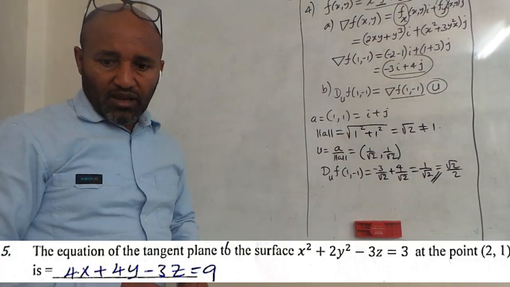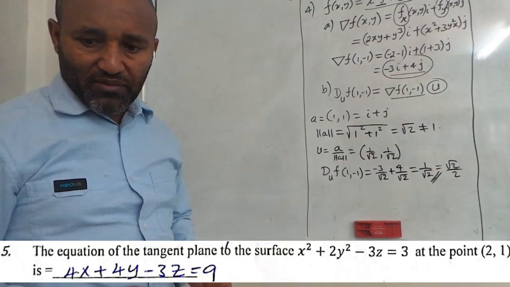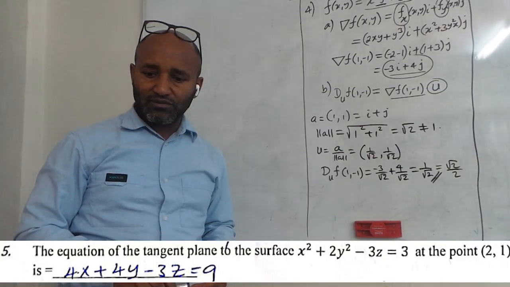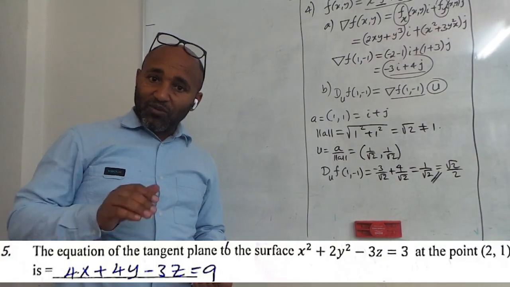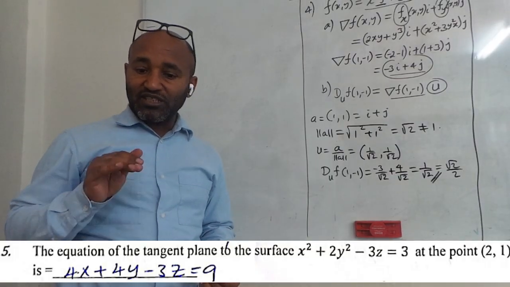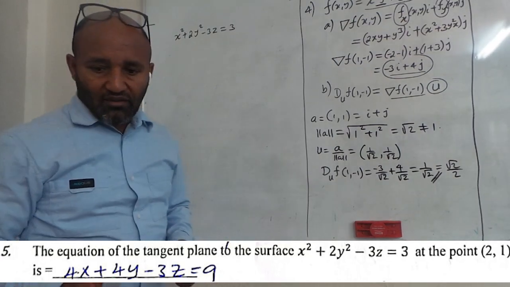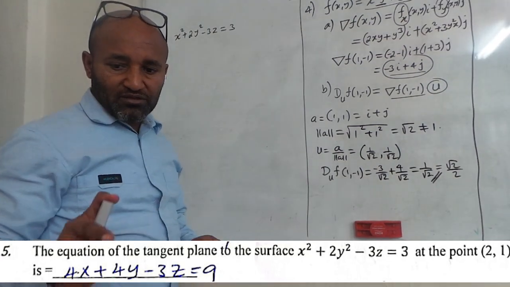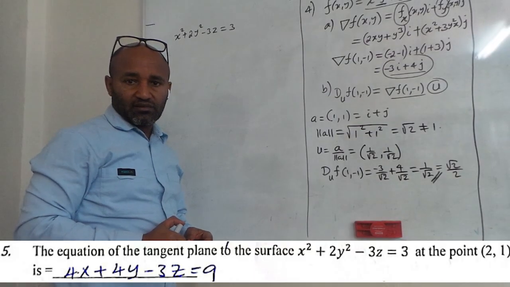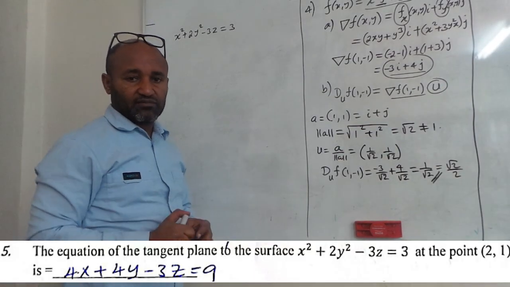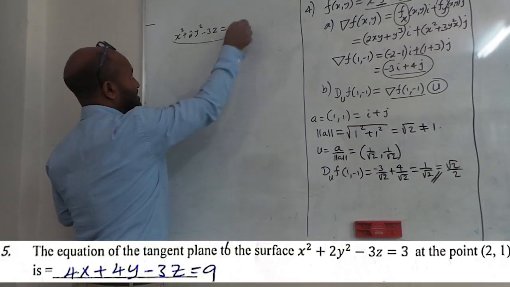Okay, see number 5. Number 5 says: find the equation of the tangent plane to the surface x squared plus 2y squared minus 3z equals 3 at the point (2, 1). The equation of the tangent plane to the surface. Now you have to remember what you have learned. Now z is not given. Okay, so we have the surface.